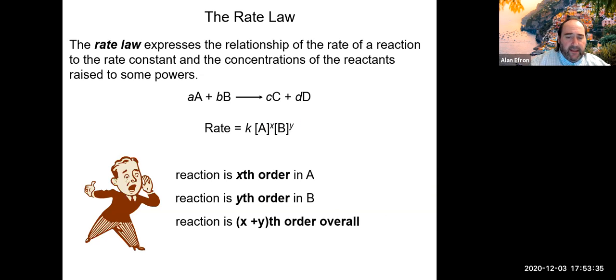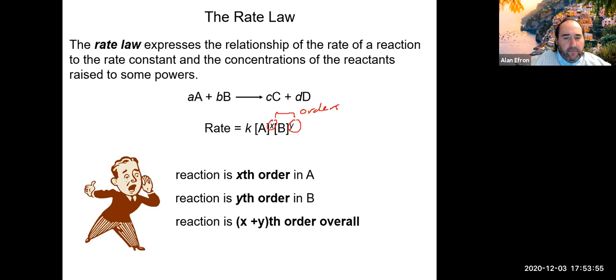And X and Y in this case are what are referred to as orders. X would be the order with respect to reactant A. Y would be the order with respect to reactant B.